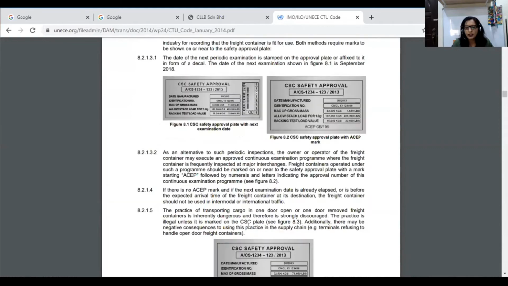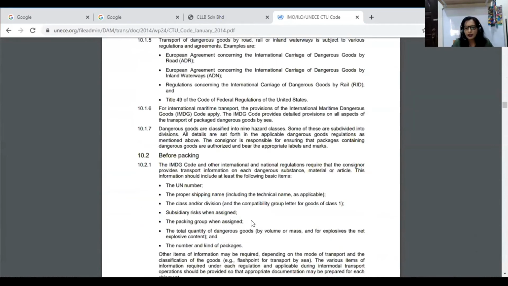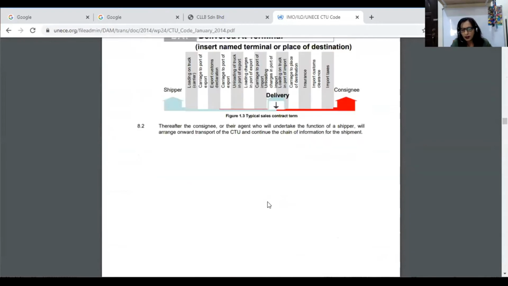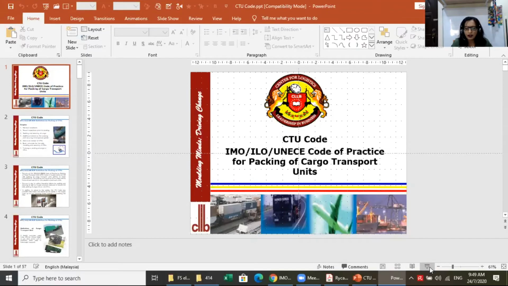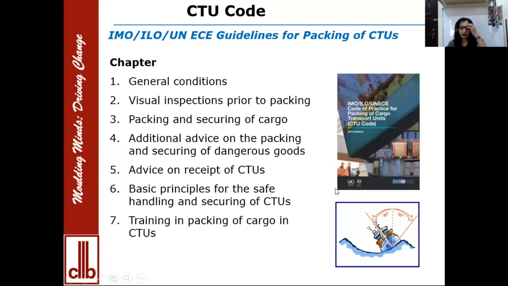Upon arrival of the CTU, I also have this all there, and it's actually quite boring to read. It's totally up to you. Usually if you can't sleep, you can read this thing. So what we've done now is I'm going to share with you our version, where we have diluted it to a point where it comes in acceptable loads to you. This IMO/ILO Code of Practice, as you can see, the current one is the 2014, and it covers all this information.